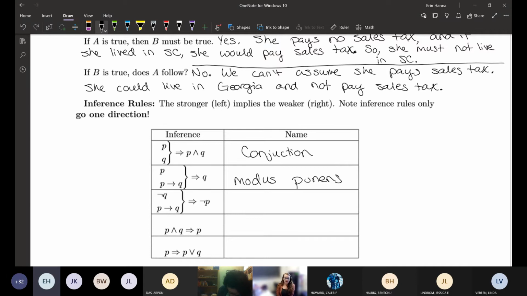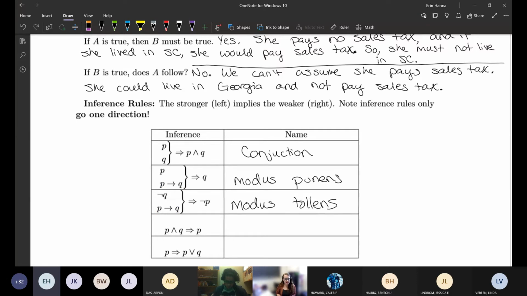If we instead have not Q and also P implies Q, we can imply not P. So notice that the difference between the two is that we have the implication in both, but one of them has a P and the other one has not Q. And this is called modus tollens. So very similar, slightly different. Modus ponens, modus tollens.